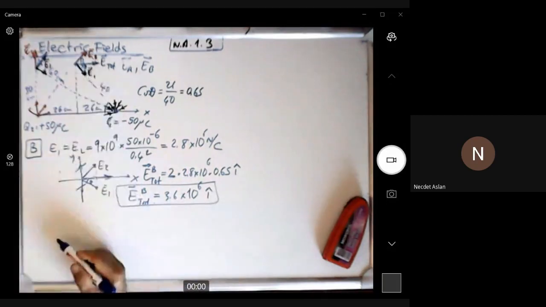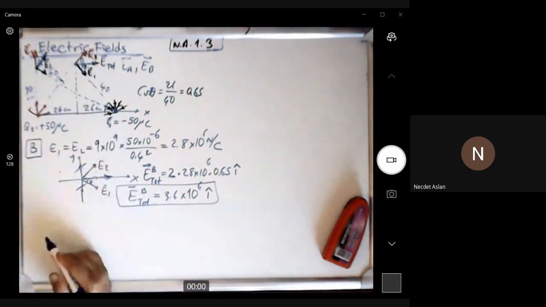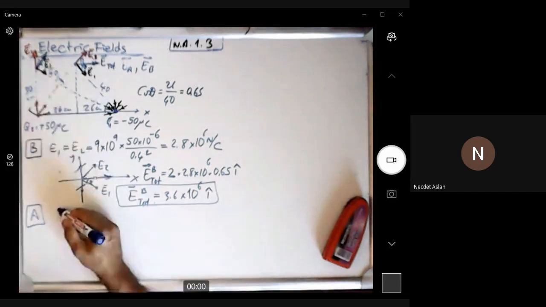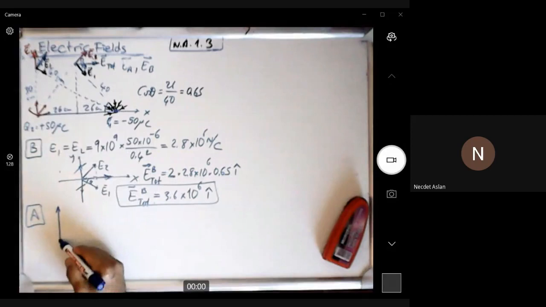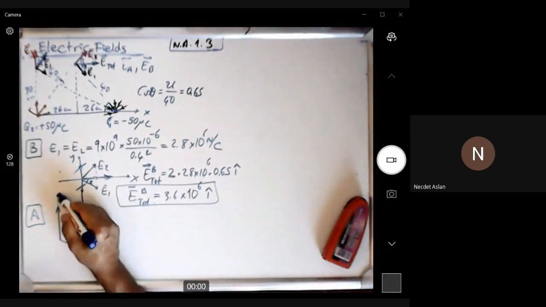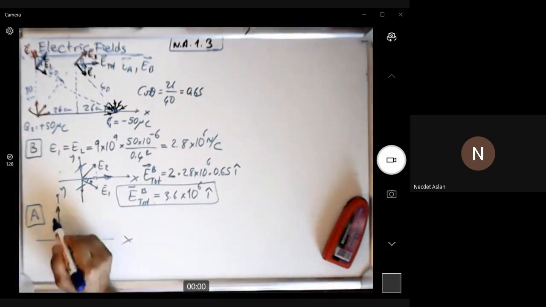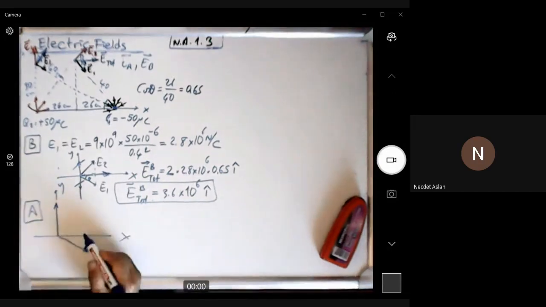Point B was easy because it was a symmetrical problem, but this is not. Let's look at case A. At point A, we have these two vectors. Don't forget, this is Y, and this is our X. Now, this vector has only a Y component, and we can easily find out the magnitude. However, this one has two components.